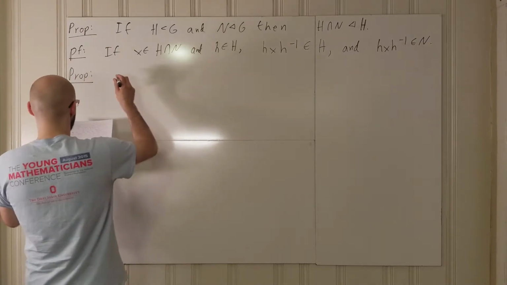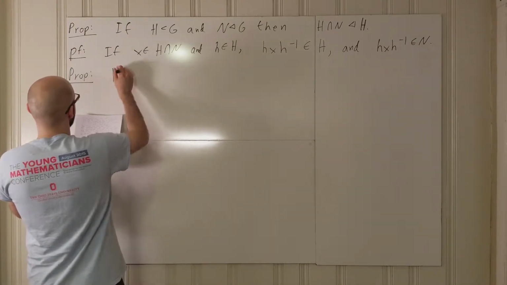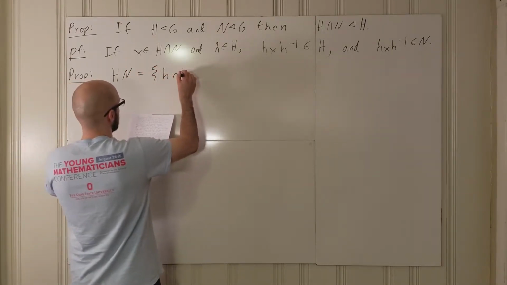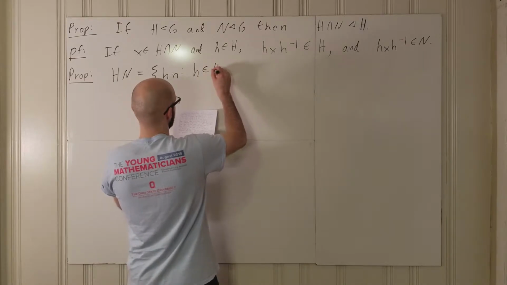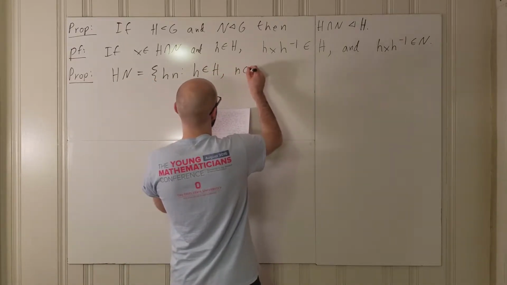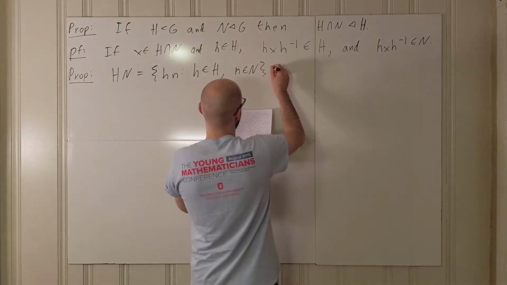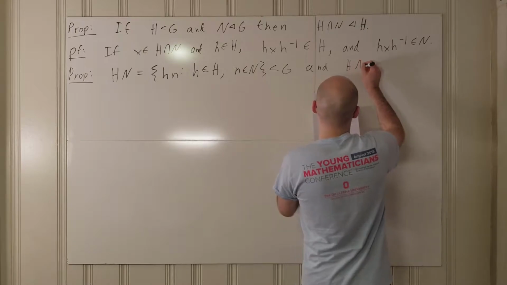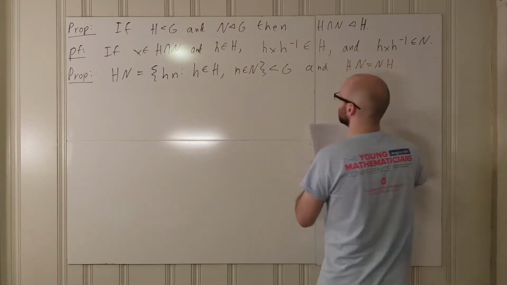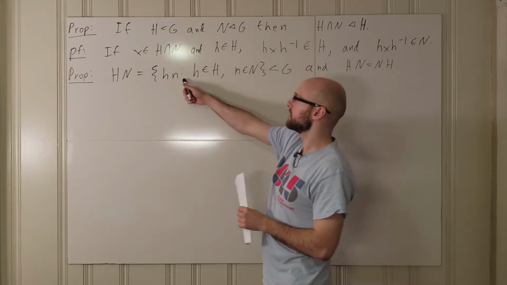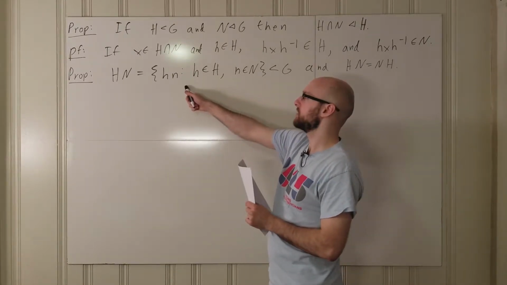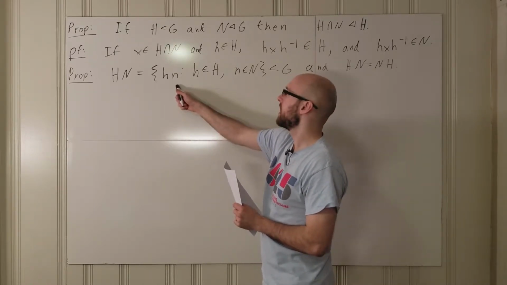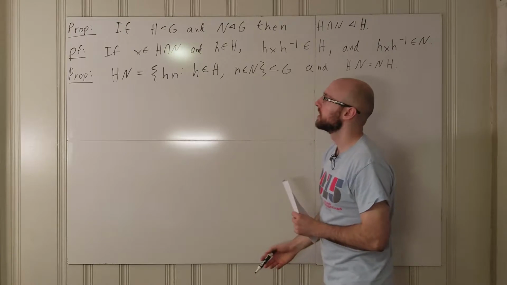Proposition. Other one, HN, as above. This is going to be the collection of all products of the form h n, with h in H and n in N. This is in G, and it turns out HN is equal to NH. Oh, by the way, typically with set notation, you have what the elements in the set look like, and these other conditions.